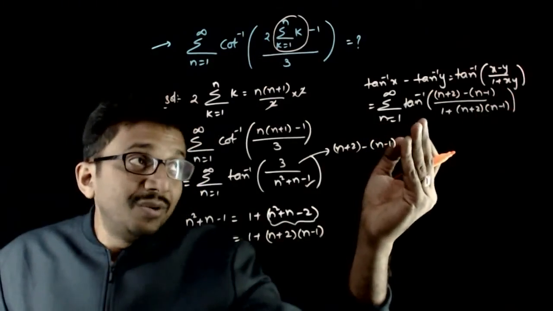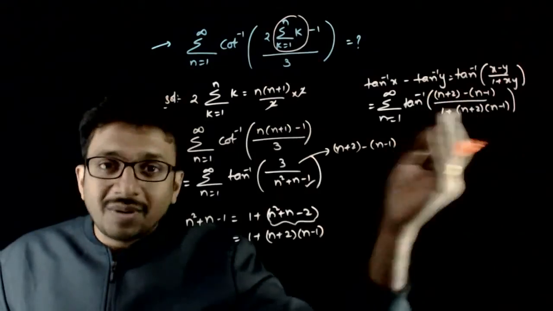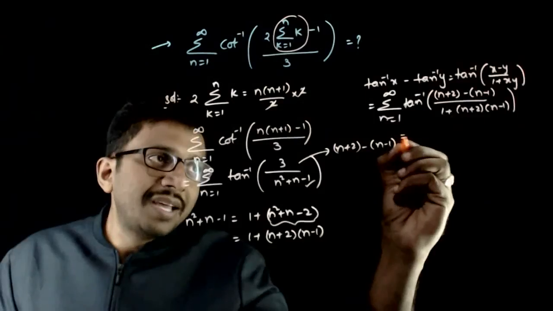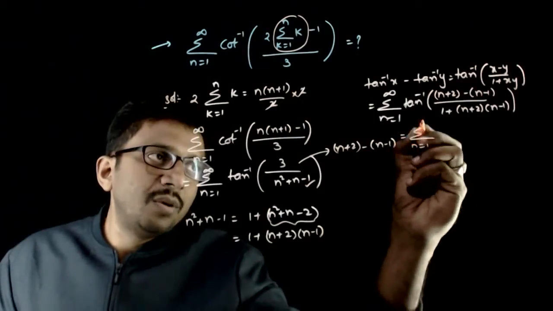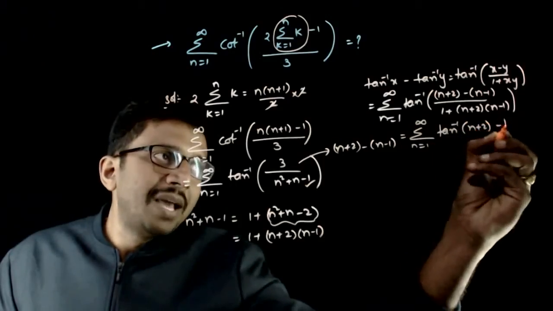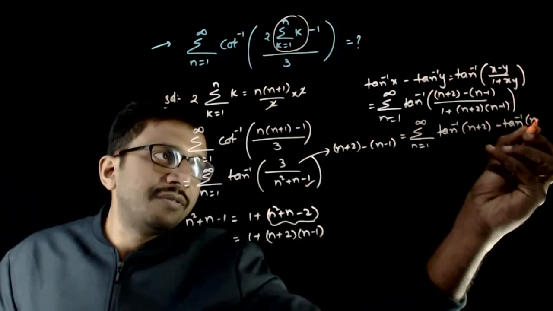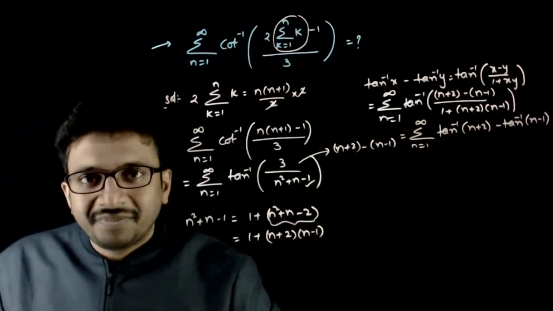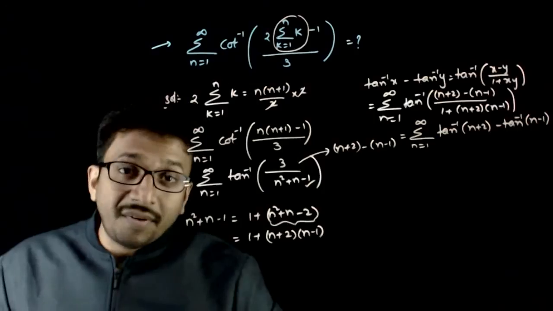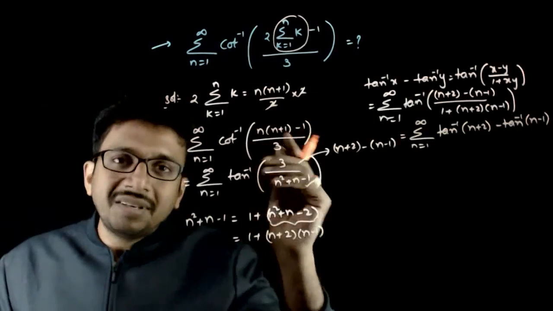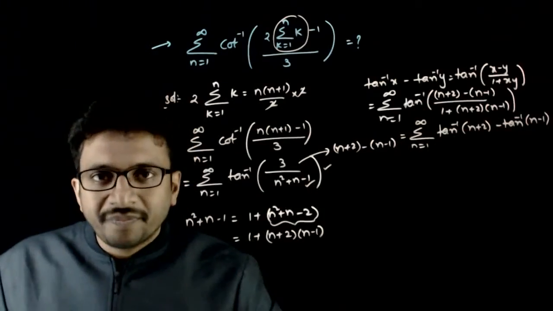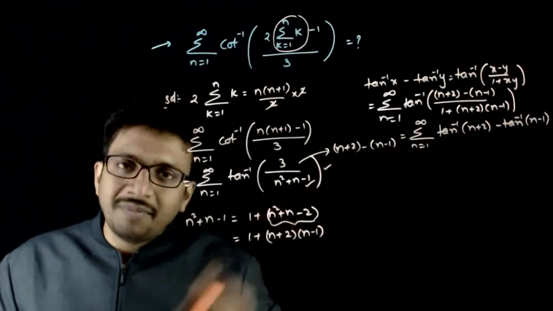So do you see that this is of the form tan inverse of x minus y by 1 plus xy? So I can express this as the sum from n equal to 1 to infinity of tan inverse of n plus 2 minus tan inverse of n minus 1. So effectively, what did I do till now? I have divided one tan inverse into a difference of two terms. So now let us try to sum these terms.